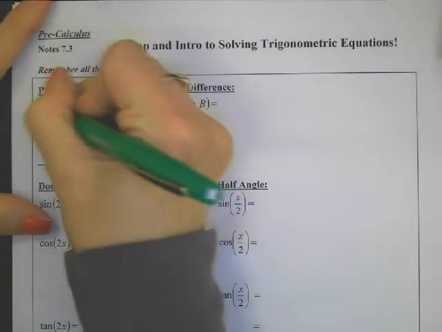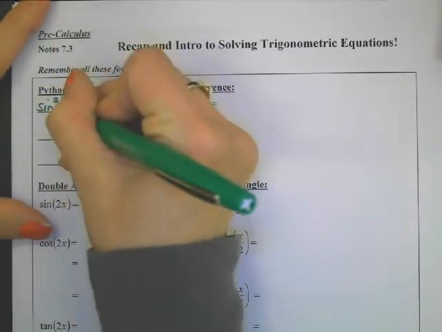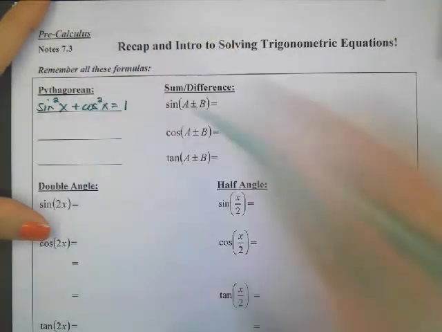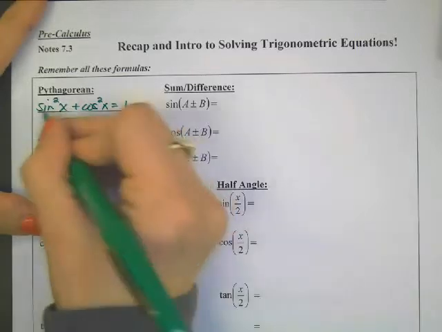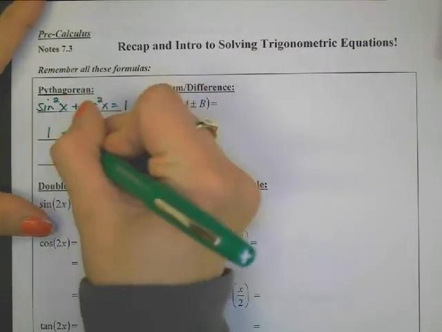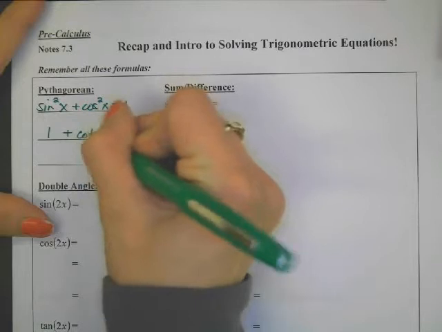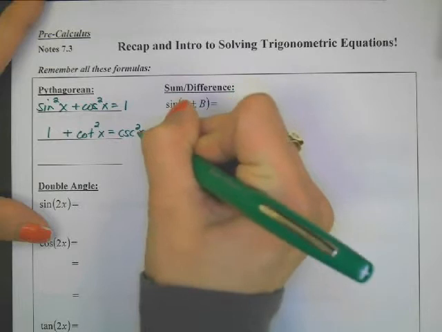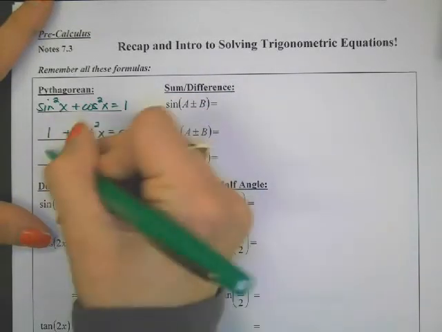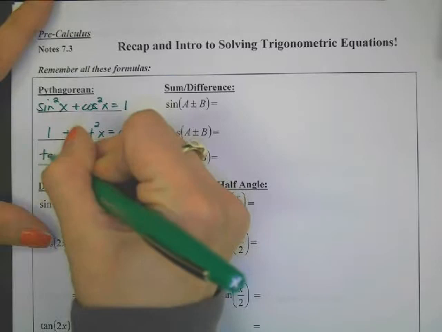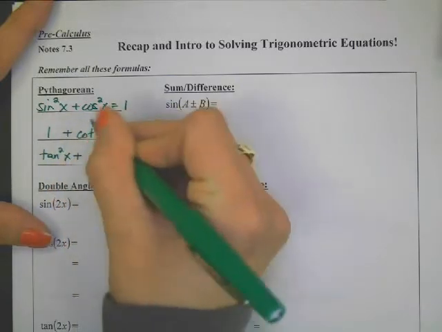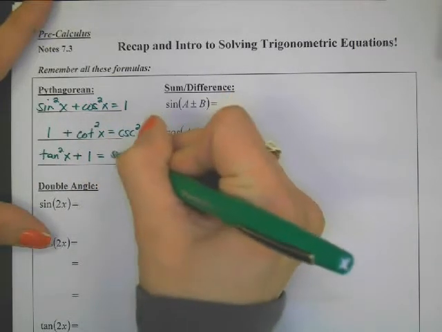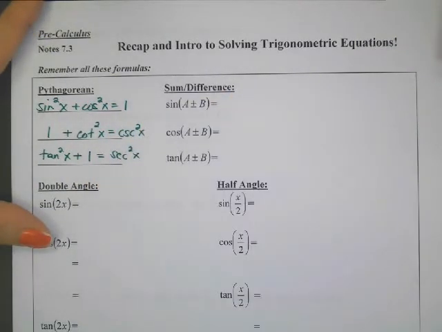The Pythagorean identities: sine squared of, I'll pick variable x, plus cosine squared of x equals 1. Let's divide each of them by sine squared. That makes a 1. Divide by sine squared, cotangent squared. Divide by sine squared, cosecant squared. Let's divide by cosine squared. That makes tangent squared. Let's divide by cosine squared. 1. Divide by cosine squared makes secant squared.